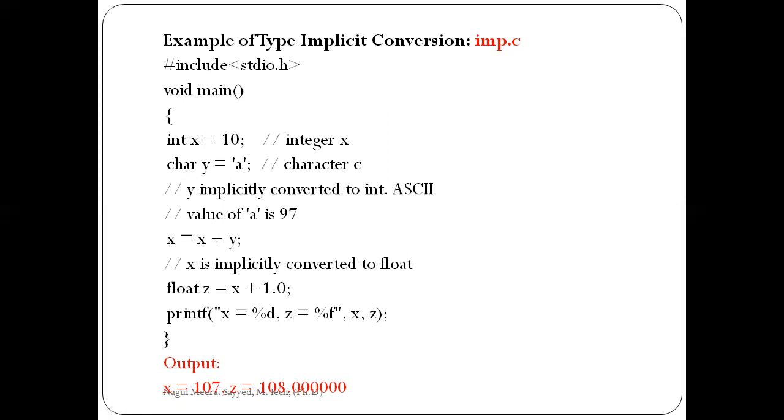ASCII is nothing but computer terminology, some codes. Here ASCII is nothing but some codes, and here small 'a' value is 97 in ASCII codes. Okay, small 'a' value is 97 in ASCII codes.